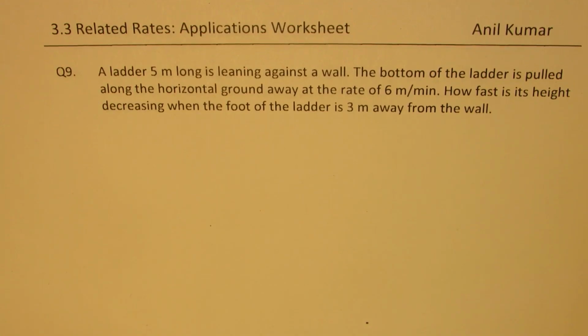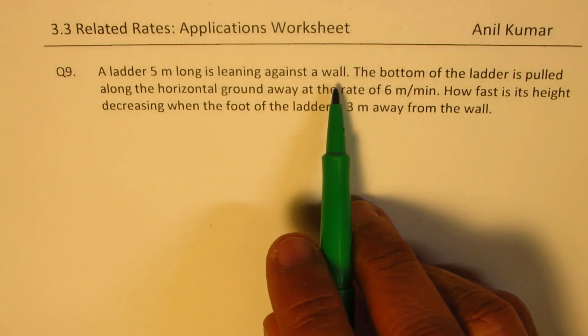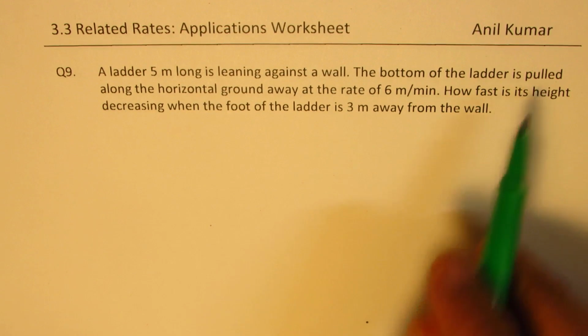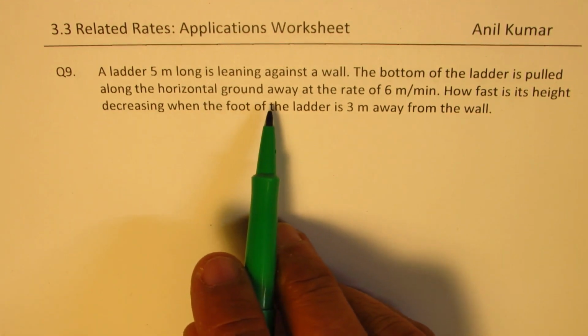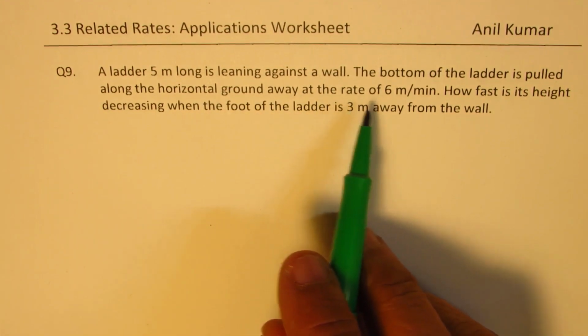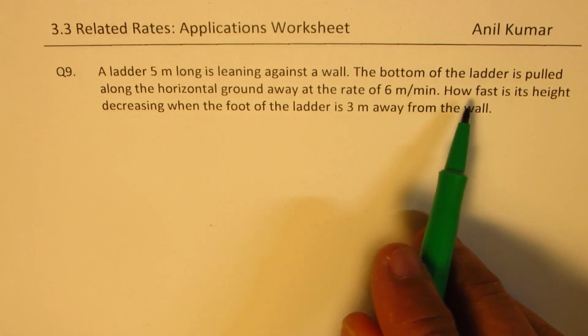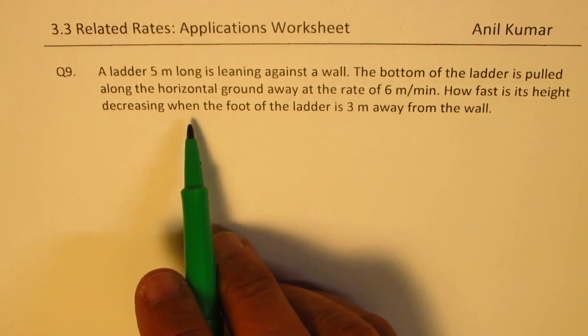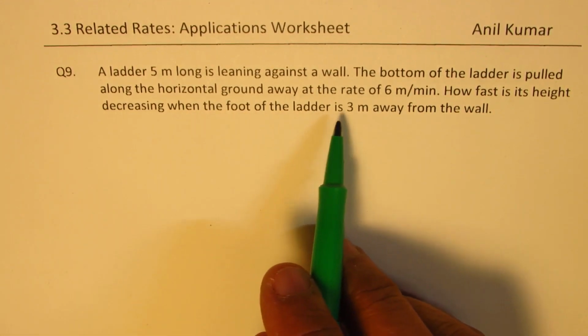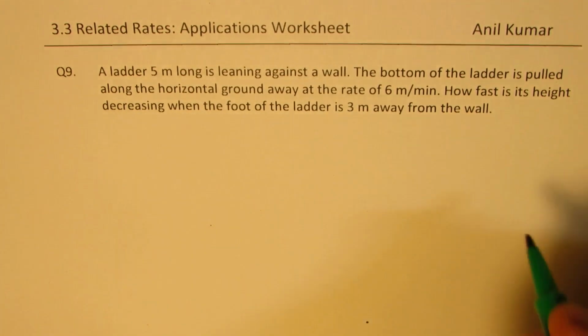The question here is, a ladder 5 meters long is leaning against a wall. The bottom of the ladder is pulled along the horizontal ground away at the rate of 6 meters per minute. How fast is its height decreasing when the foot of the ladder is 3 meters away from the wall?